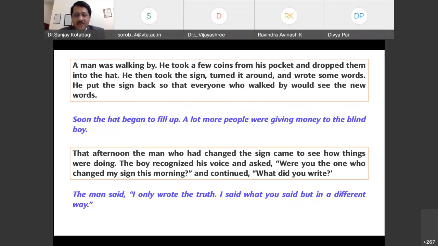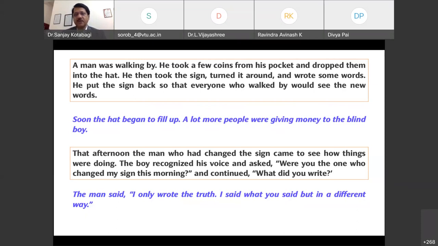So he asked him, sir, you are the one who did that change. What exactly did you write on the board? What is the change you made? And then the man said politely that I only wrote the truth. So empathetically, I could understand your pain points. This is a very important thing. That's empathetically understanding the pain points of the boy and other person, putting ourselves in the shoes of the other person. And here, that's exactly what happened.